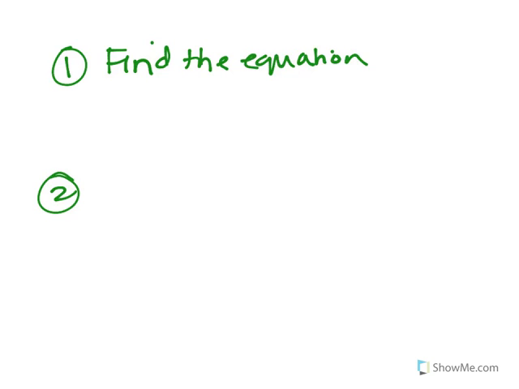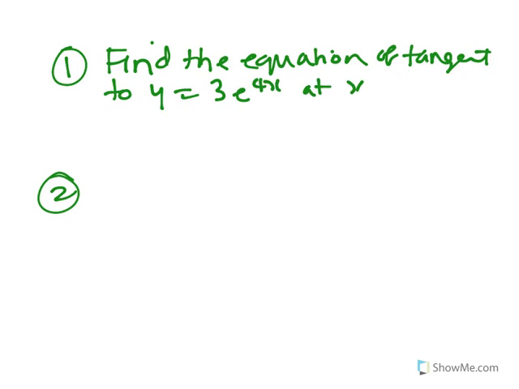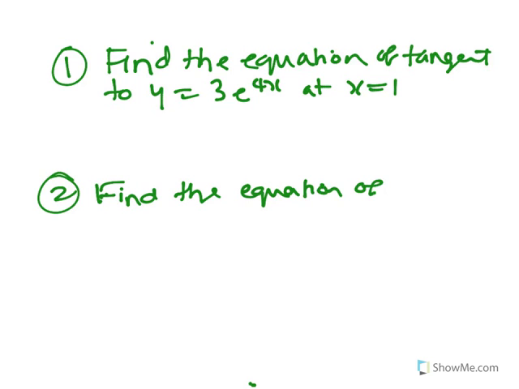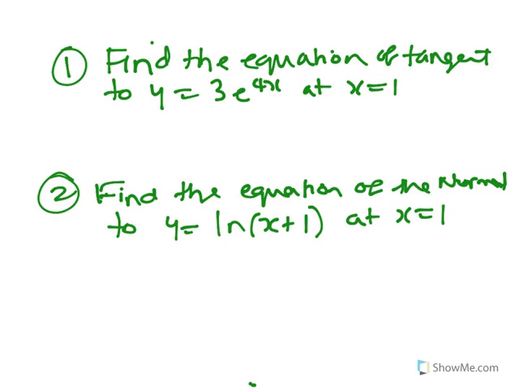Now, I just want to do a tangent and normal one, just to refresh your memory. So let's find the equation of the tangent: y equals 3e to the 4x at x equals 1. And then find the equation of the normal: y equals ln x plus 1 at x equals 1.